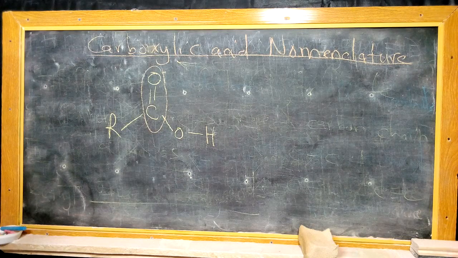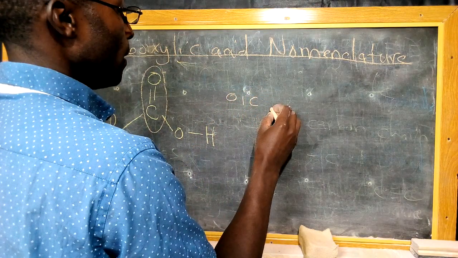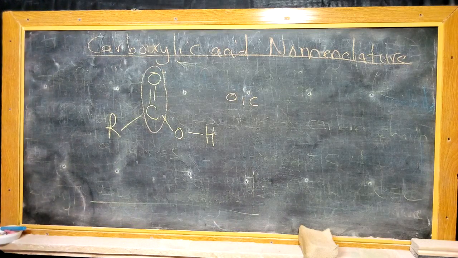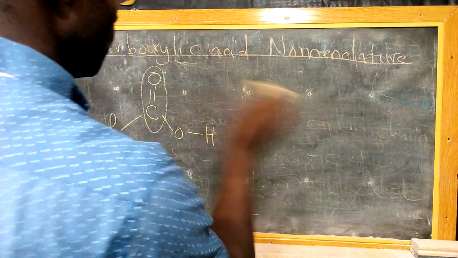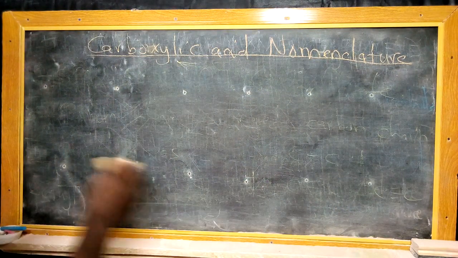Okay, some common names can be used as well, whereby you find the suffix oic. In the formation of salts, of course, we are going to see that in a different topic. Let's look at the examples of some of the carboxylic acids that we can name.